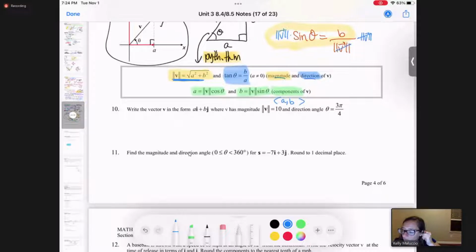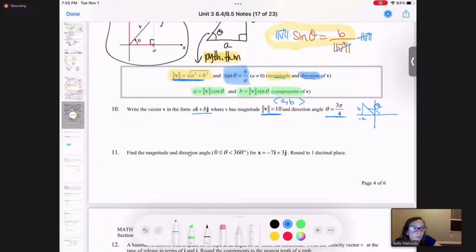Okay, so let's see. If I want to write vector V in this form with I and J, AI plus BJ, and V has magnitude 10, and theta, the direction angle, is 3 pi over 4. So 3 pi over 4 tells me, what is it over here, right? I should have drawn that better because we know it's exactly in the middle. 3 pi over 4, it's over there. So that tells me A will be negative and B will be positive. That is useful.